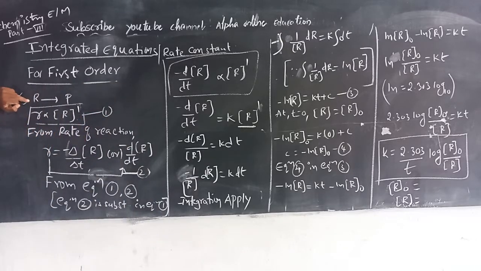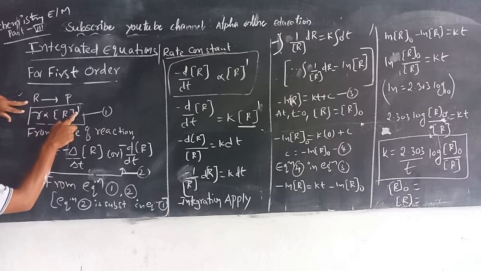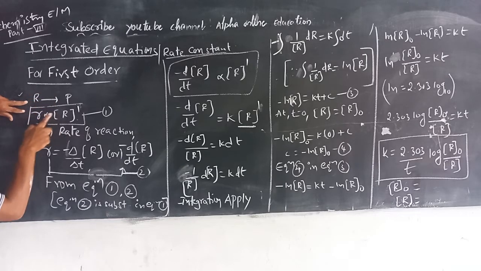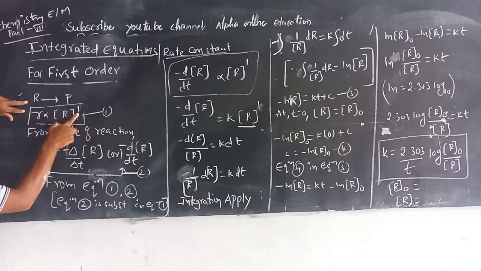So from the rate equation, for this reaction, the rate law is: R is proportional to the reactant concentration power 1. So the sum of the powers of the concentration of the reactant in the rate equation or rate law is equal to 1. It is called a first order reaction.